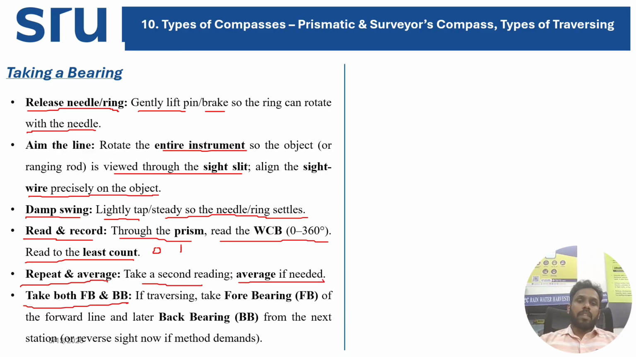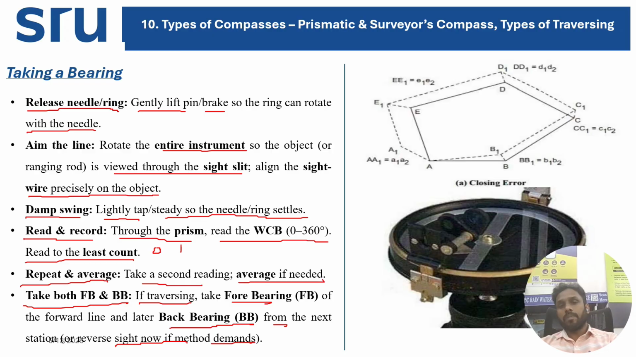So if you are working in a traverse, like an open traverse or closed traverse, you have to take from a survey point the forebearing and the back bearing. Once you fix your compass on top of your survey station, you have to note both the forward bearing and back bearing, because the setting up of the compass is crucial work. In one setup, the maximum readings from that particular station should be completed at the same time. From the next station or the reverse side, if the method demands it, you can take your forebearing again.